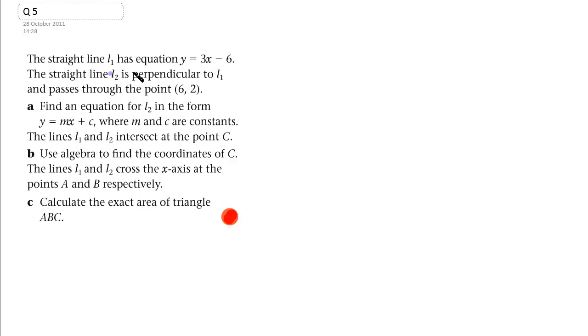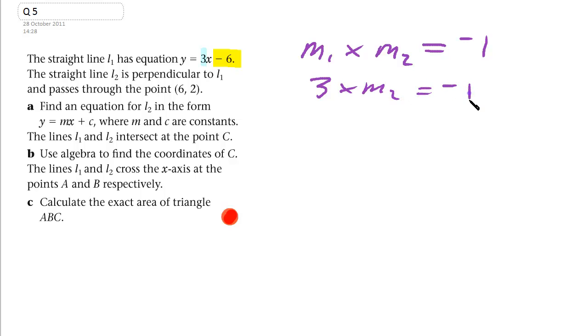Okay, so the gradient of L1 and L2 must multiply together to give you minus 1. So the gradients of line 1 and line 2 must multiply together to give you minus 1. Therefore we know this one has a gradient of 3, because this is in y equals mx plus c format. There's m and there's c. C is where it crosses the y-axis, m is the gradient. So we can write down 3 times m2 will equal minus 1. So m2, the gradient, will be minus 1/3.